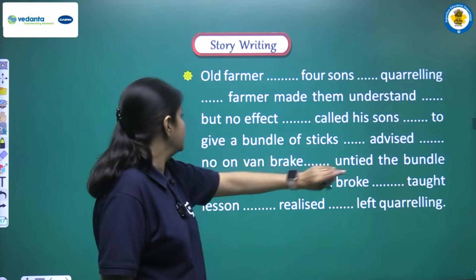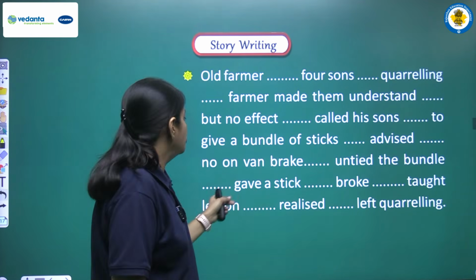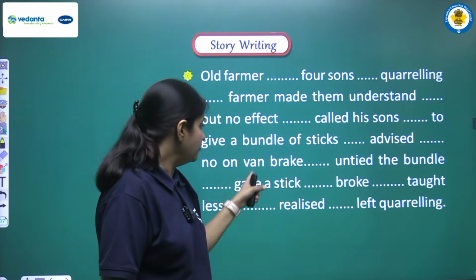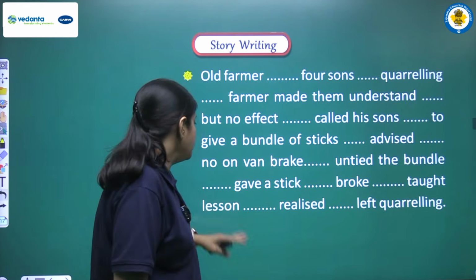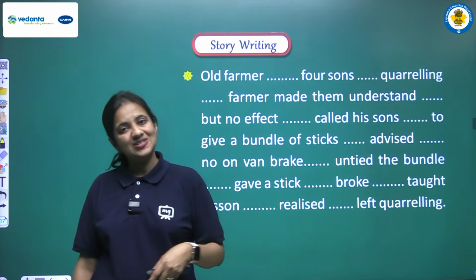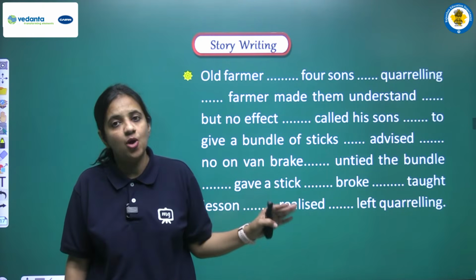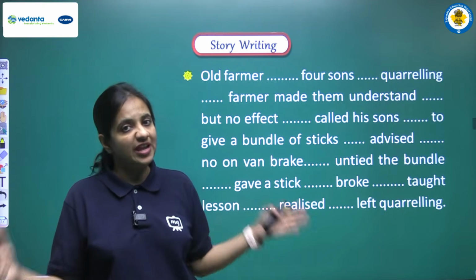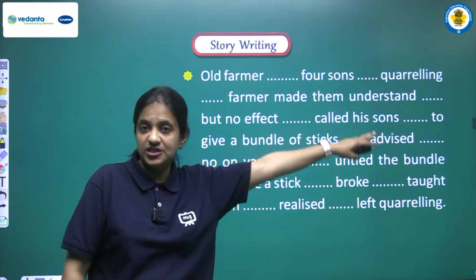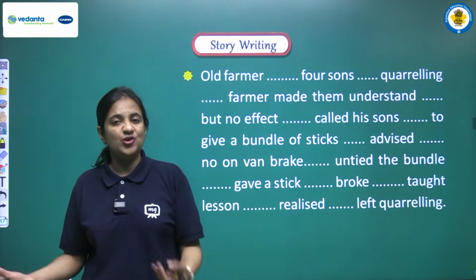Called his sons, gave a bundle of sticks, advised, no, in vain, break, untied the bundle, gave a stick, broke, taught lesson, realized, left quarreling. Okay, so these are the outlines that we have. After reading the outlines, now we can imagine the story and frame the story. This story is about an old farmer and his four sons. So we can write this title like "Old Farmer and His Four Sons".